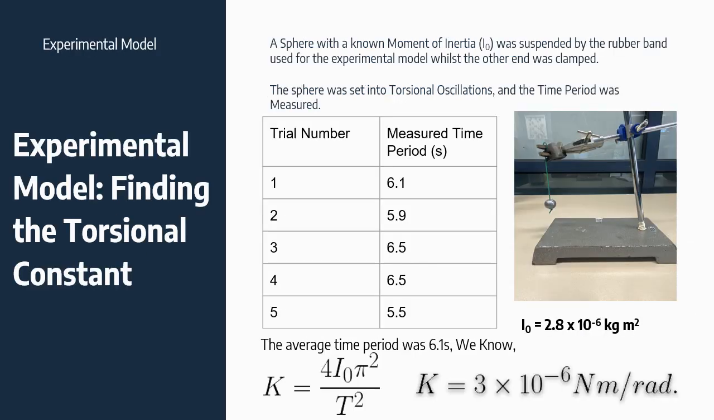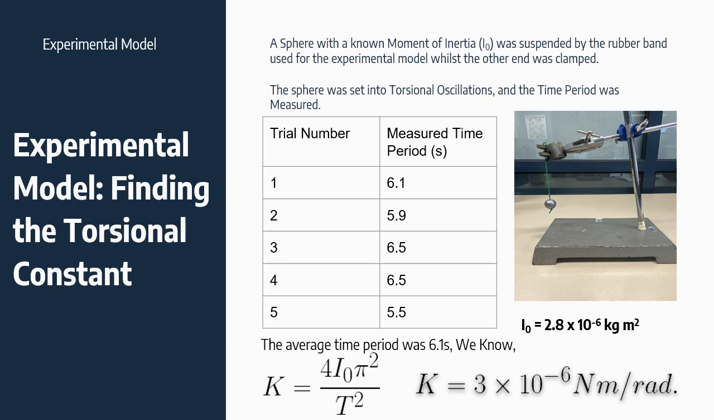So now the experimental model was introduced to find the torsional constant, which was done by suspending a known moment of inertia, I naught, by a rubber band and clamping the other end. The known moment of inertia was calculated to be 2.8 times 10 to the power minus 6. The sphere was set into torsional oscillations, and the time period was measured for 5 trials to find the time it took to do one oscillation, and the equation T equals 2 pi square root of I on k was used.